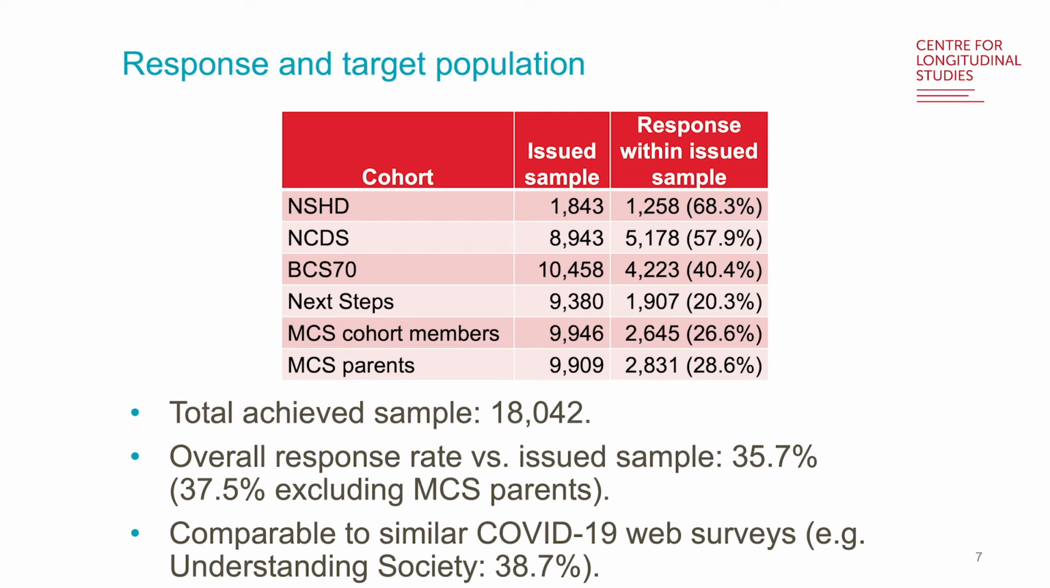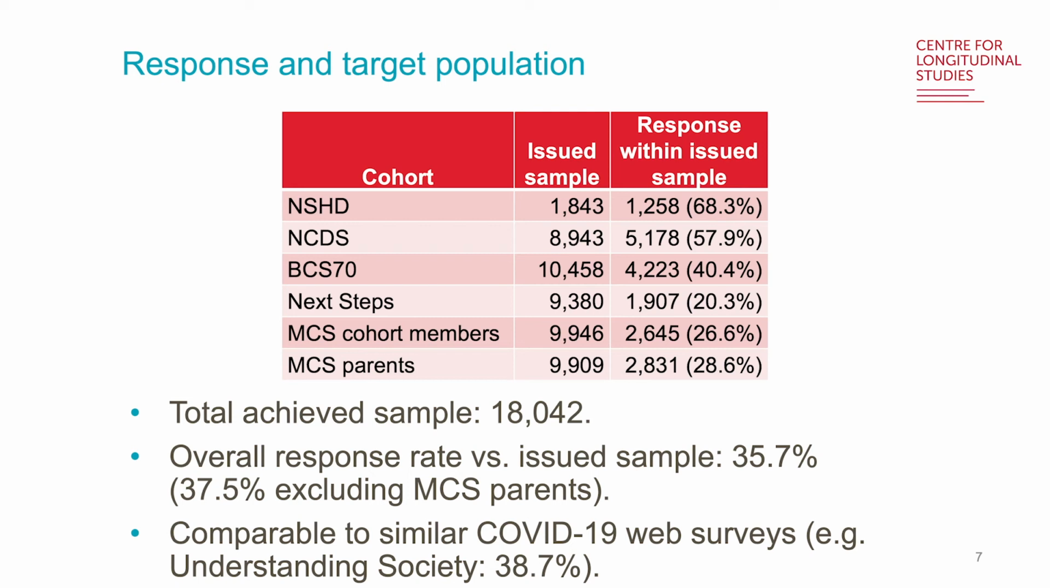In the last two rows, we've split cohort members and parents separately in the Millennium Cohort Study. We can see in the final column that the level of response relative to the issued sample is greatest in NSHD, being 68.3%, and generally decreases in the more recent cohorts. The total achieved sample, which includes MCS parents, so just the sum of the response there, is 18,042, and that gives us an overall response rate relative to the issued sample of 35.7%.